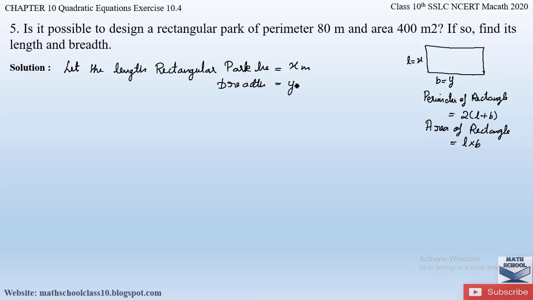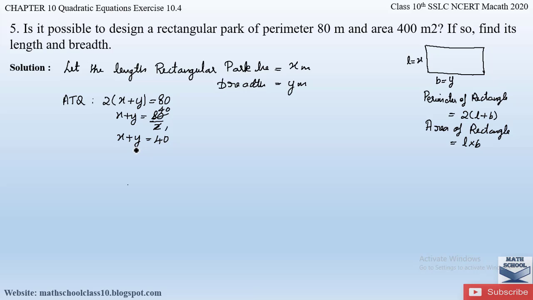park be y meters. Then according to the question, the perimeter is 80 meters. So what is perimeter given by? 2 into L plus B. So 2 into length x plus breadth y is equal to 80 meters. If we transfer this 2 to the right hand side, it will come in the division. So x plus y is equal to 80 divided by 2. 2 times 40 is 80. So this will be x plus y is equal to 40.